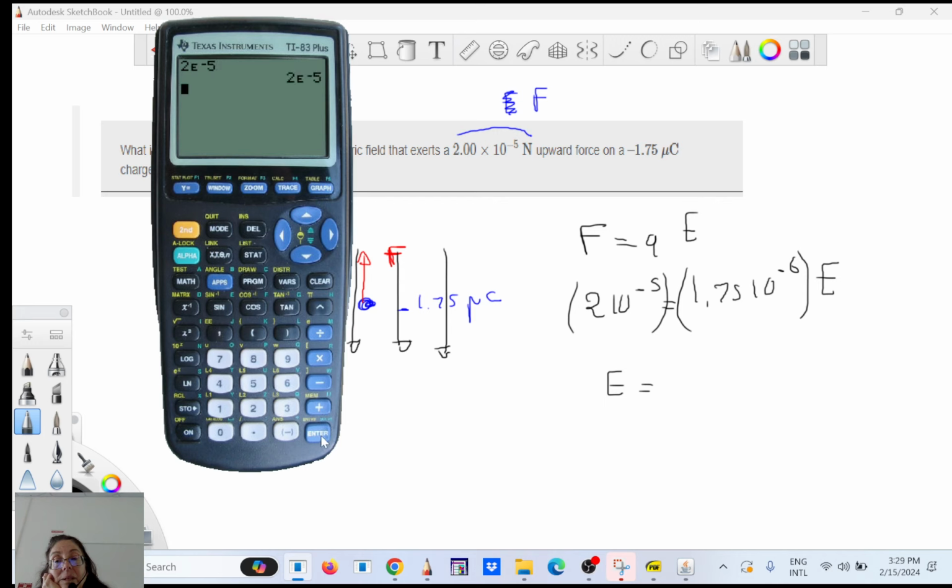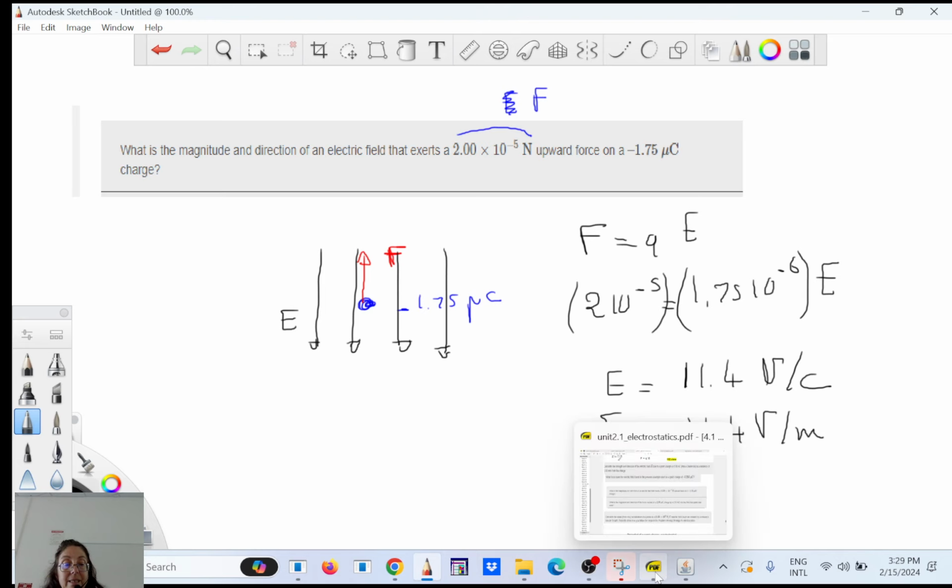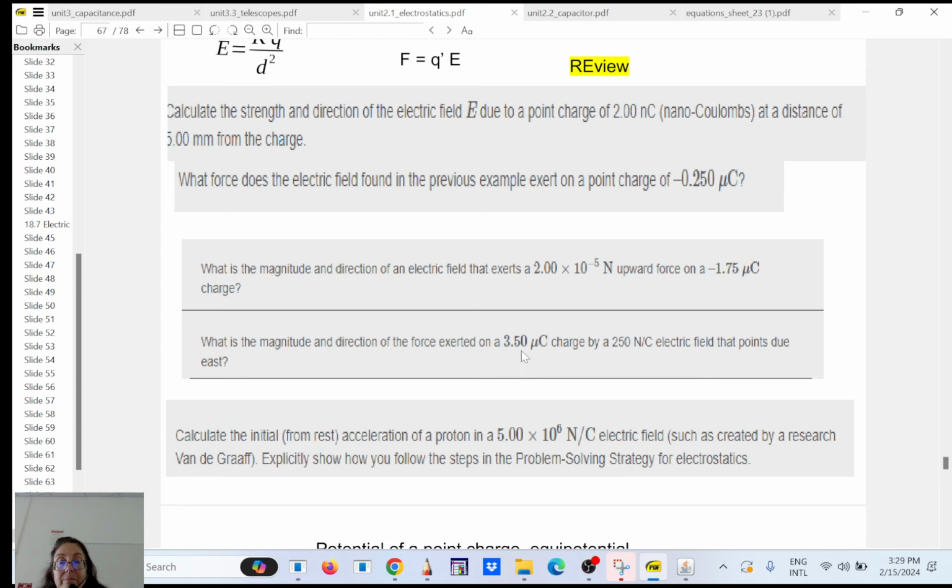Minus 5 divided by 1.75 times 10 to the negative 6. And you get, I get that. Did you get that? Okay, good. That's 11.4 volt per meter. So you just plug it in.